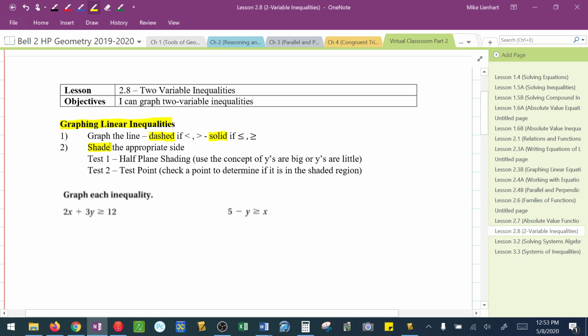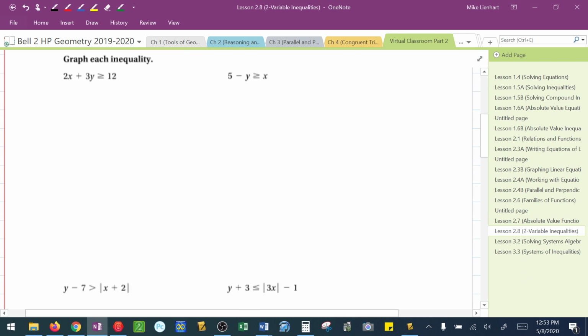Now, there are generally two different techniques for how you shade either a linear graph or an absolute value graph. One, a lot of you guys probably learned prior, which is called using a test point. I'm going to show you another technique which is known as half plane shading, okay? Or I like to use the concept of y's are big or y's are little in order to graph these, okay? So let's jump right in here.